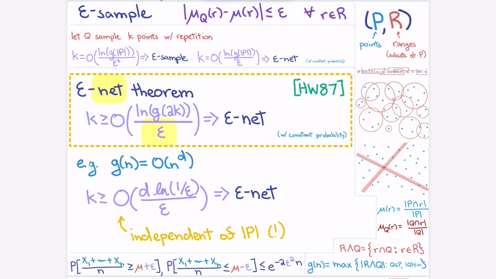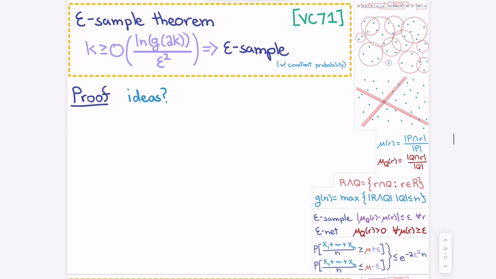Okay, good. All right, any ideas for how to prove this? I mean, just for fun. Somehow this g of 2k is a hint, right? It's just a set of ranges induced by 2k points.